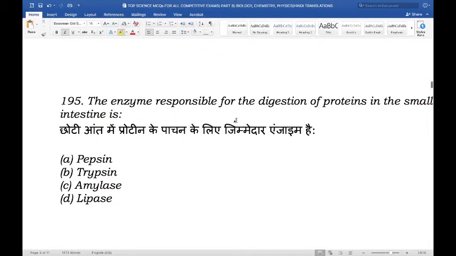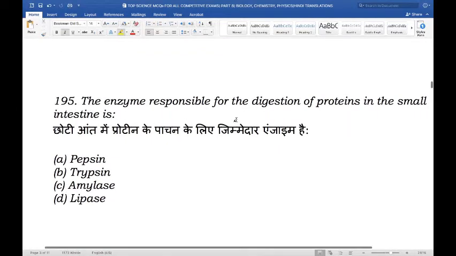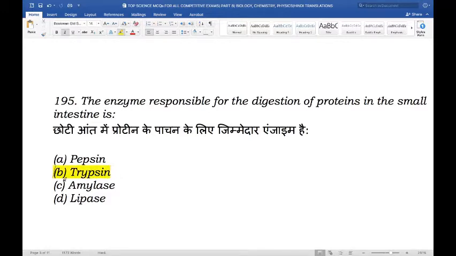The next question. The enzyme responsible for digestion of protein in the small intestine is it A, pepsin, B, trypsin, C, amylase, or D, lipase? So which of the following is an enzyme that is responsible for the digestion of protein in small intestine? And the correct answer here is B, trypsin.